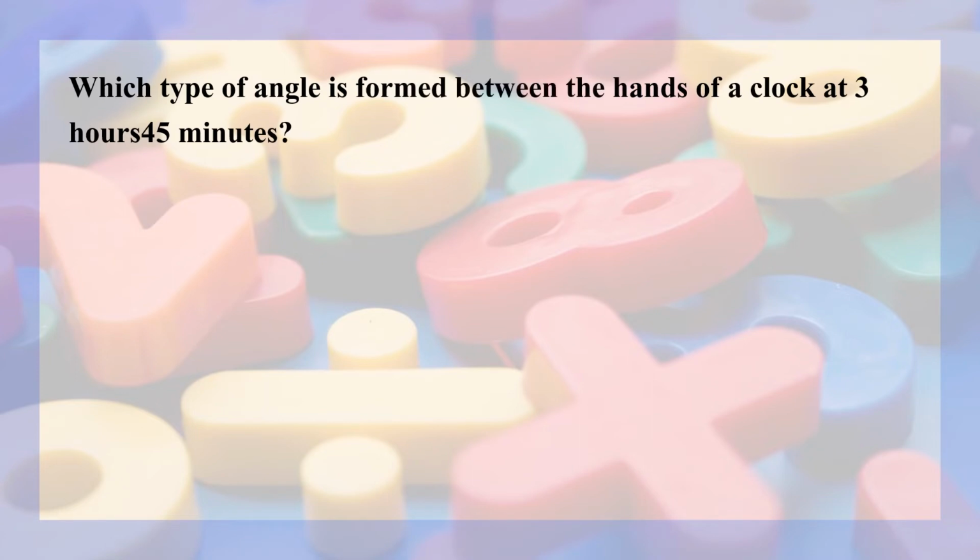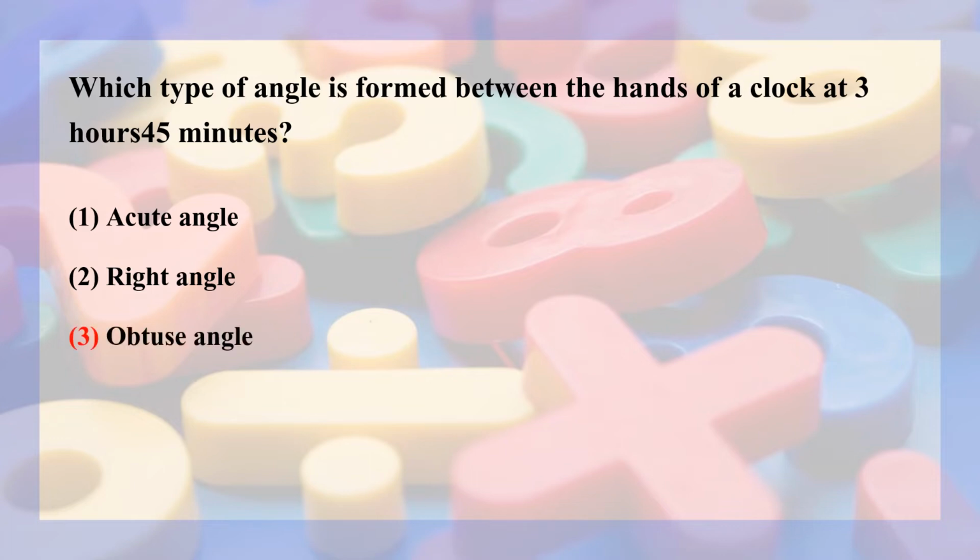Which type of angle is formed between the hands of a clock at 3 hours 45 minutes? So if I have a clock showing 3 hours 45 minutes, you have to draw it on paper if you want, so that it becomes clear where the hands will be. Is it an acute angle? Is it a right angle? Is it an obtuse angle? Or is it a straight angle?